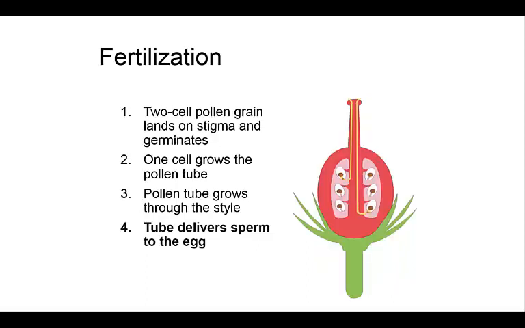So once the two-cell pollen grain lands on the stigma and germinates, one cell grows the pollen tube, and the pollen tube grows through the style. Then that tube grows into one of the ovules. And that second cell, the fertilizing cell, then comes in behind it and will move into the ovule in the ovary and fertilize one of the eggs. And then we have seed development if fertilization is successful.